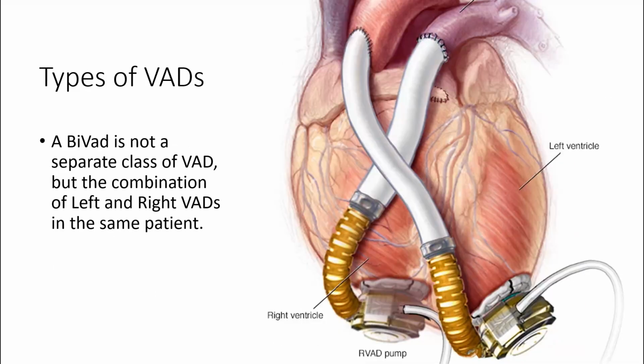Now, keep in mind that BiVAD is not a different type of LVAD. It's just right and left LVAD together. So it's basically two of these. So they have to have two controllers. Instead of two batteries, they have 4 batteries. It's basically double the trouble, double the fun. Kind of like Doublemint. Moving forward.